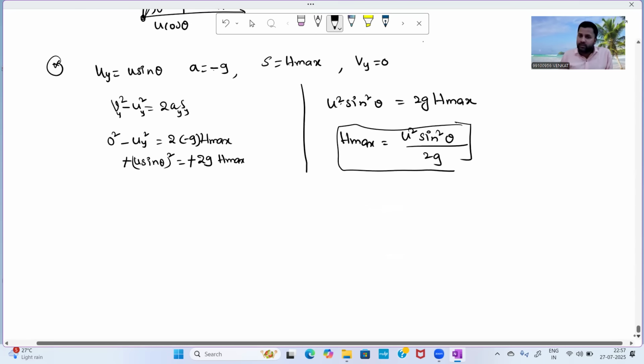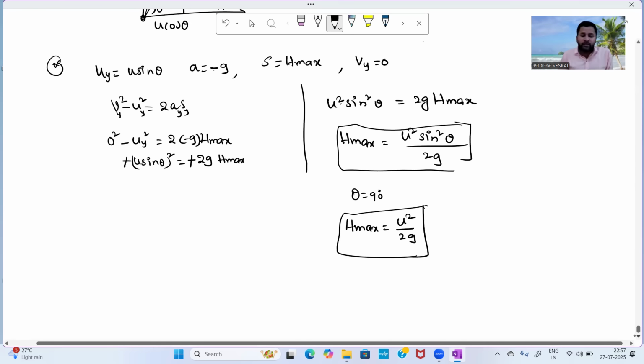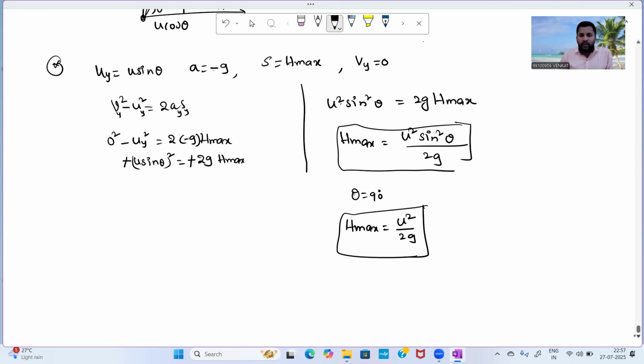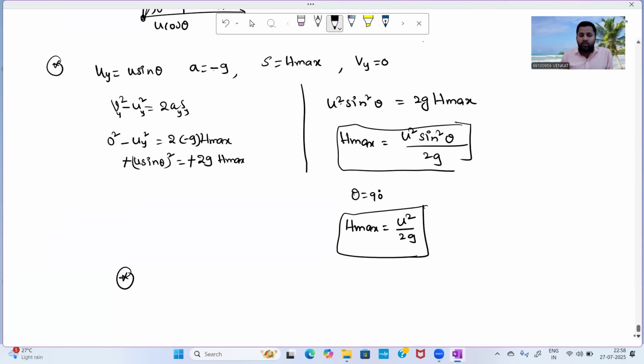Can you tell me, anyone? Yes, theta equals 90 degrees. We can substitute this in the equation. Then we get h max equals the maximum height formula, u square by 2g. So at 90 degrees, the height is maximum. In this maximum height topic, we need to remember some points. What are the points we need to remember?